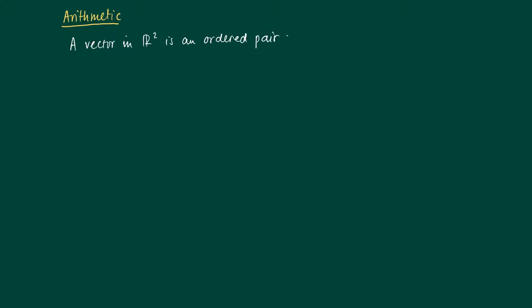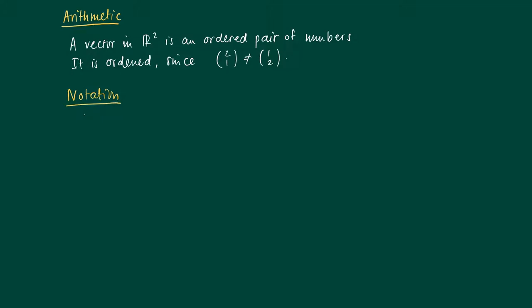What do I mean by that? Well, it is ordered, since the vector (2, 1) is not equal to (1, 2). And the vector (2, 1) moves 2 in the direction of x and 1 in the direction of y. So it's a different direction than (1, 2).